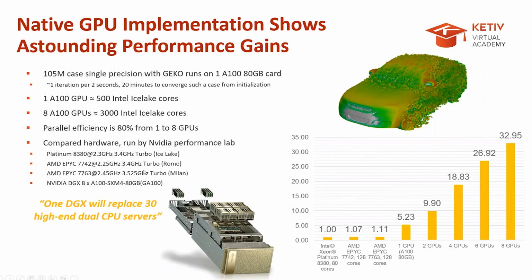And even when you compare it to some more recent CPU generations, even in that comparison, the GPUs fare much better. So what this basically means is that if you had a DGX, that DGX could replace almost 30 high-end dual CPU servers if you look at this metric over here, because this is almost 33 times a single CPU core.